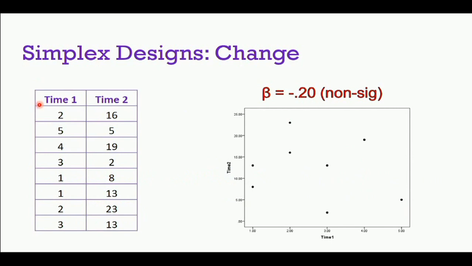So, at time 1, they got a score of 2, and at time 2, well, they went up big time, 16. But participant 2 here, they went from 5 and they stayed at 5. 4 went up to 19, 3 went down to 2, and so you can see there's been a lot of change. And so that's why we've got not a perfect zero, but we've certainly got a non-significant beta weight there for our sample. So there really is no association there. Too much change.